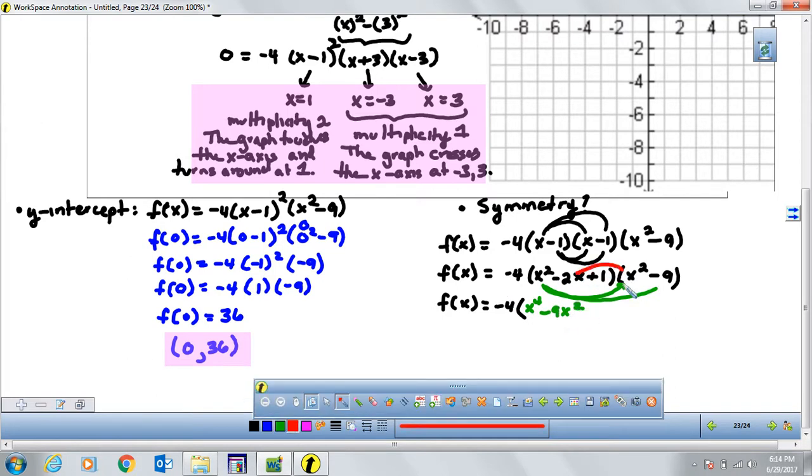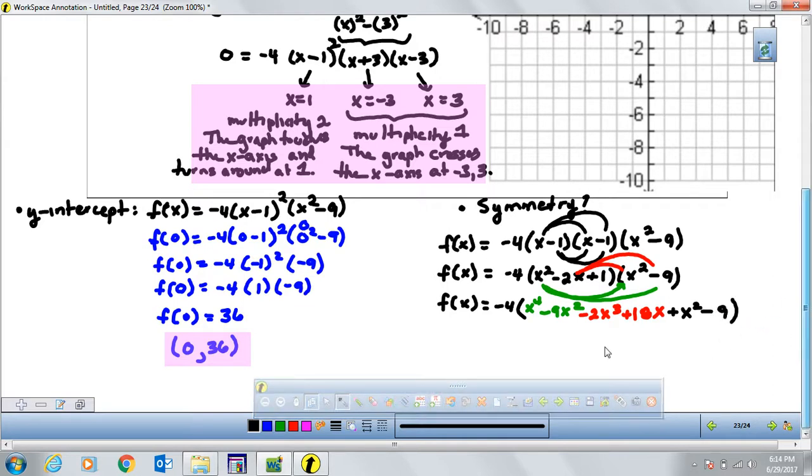Negative 2x times x squared is negative 2x cubed. Negative 2x times negative 9 is positive 18x. So positive 18x. And then we're going to multiply. The 1 times x squared is just going to be x squared. And the 1 times negative 9 is negative 9.